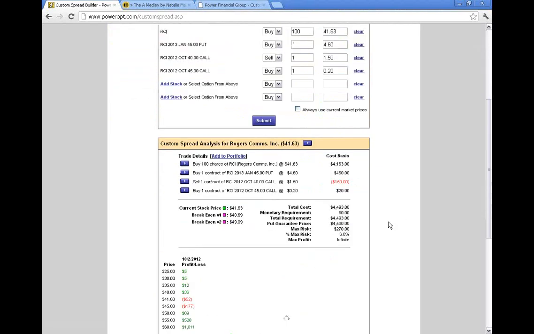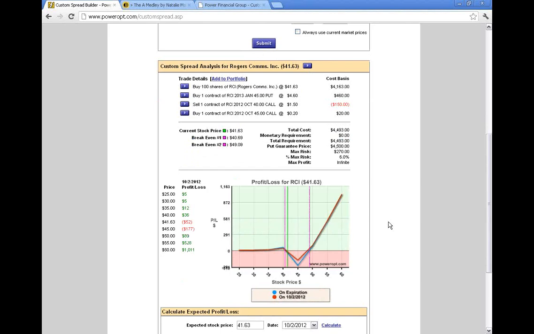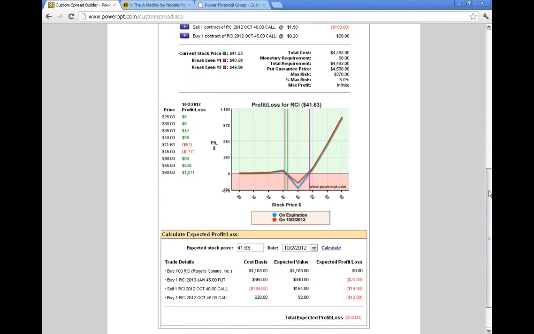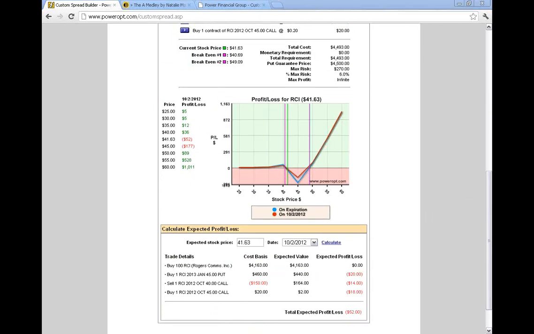Let's see what that looks like. Okay, there's your little check mark there, Kurt. Yeah, you see, if the stock falls, we're going to keep all of the premium that we put at risk when we did the bear call spread. The 130. Yeah, and that premium pays for some of the put option, and the put option itself is a high strike put. It's a 45. That's right. We're right here.